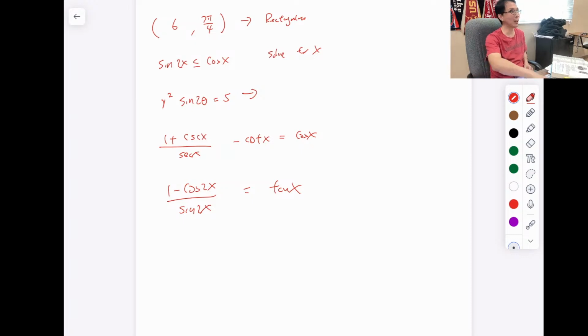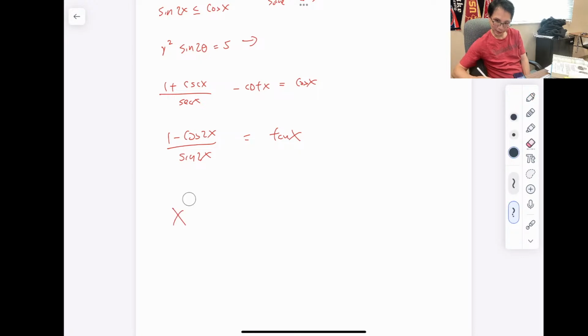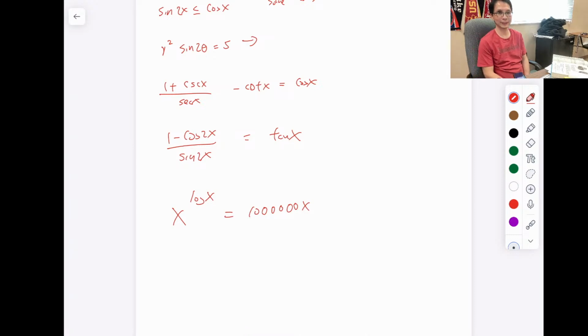It's a log question. You wanna see it? x to the power of log of x is equal to 100,000 x, and solve for x. Yo, that's insane.